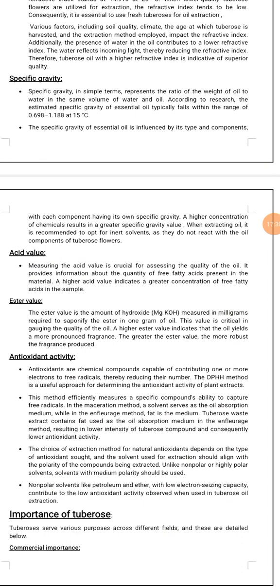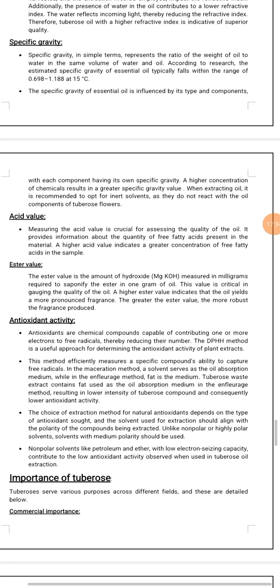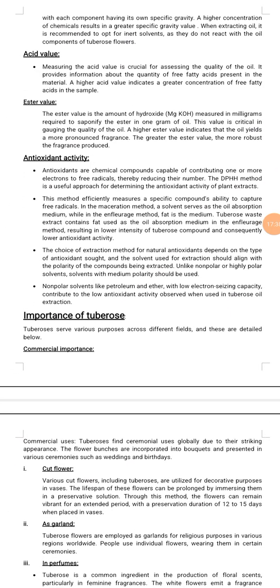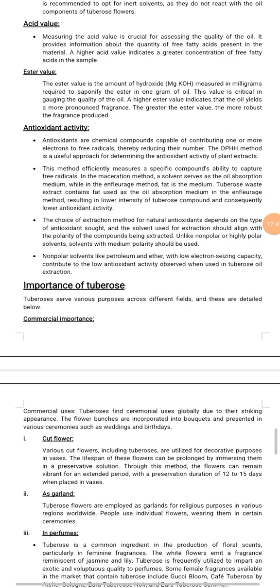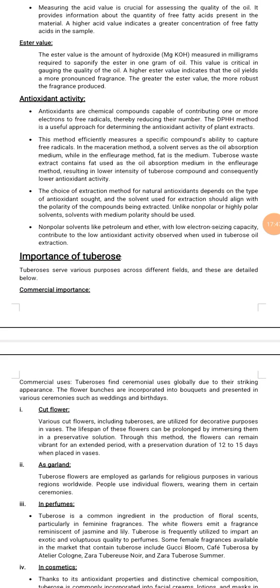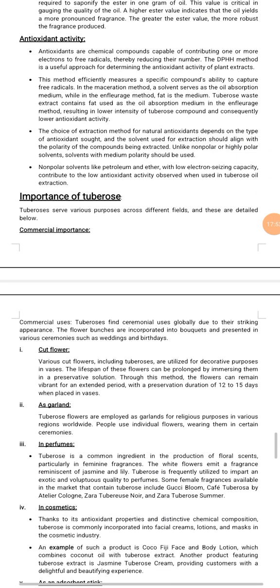Specific gravity of tuberose oil is 0.69 to 1.18 at 15 degrees Celsius. The tuberose oil is slightly acidic. A highly acidic value indicates a greater concentration of free fatty acids in the sample. Ester value: for the ester value, we use the milligrams of potassium hydroxide required to saponify the esters in 1 gram of the oil.